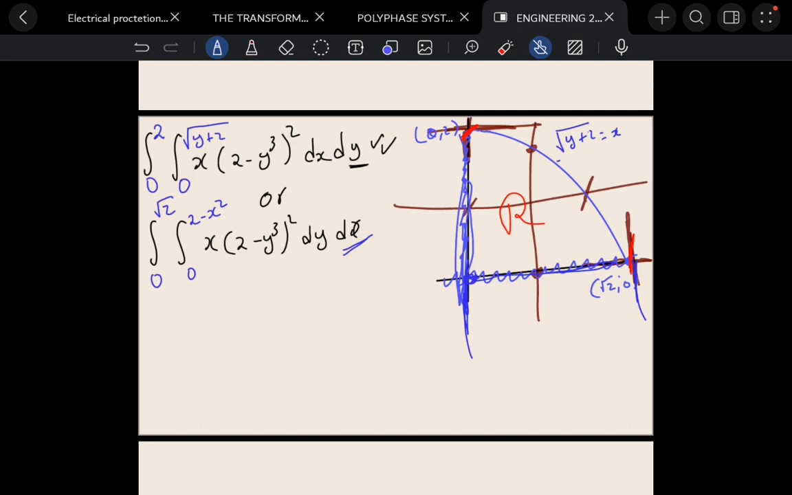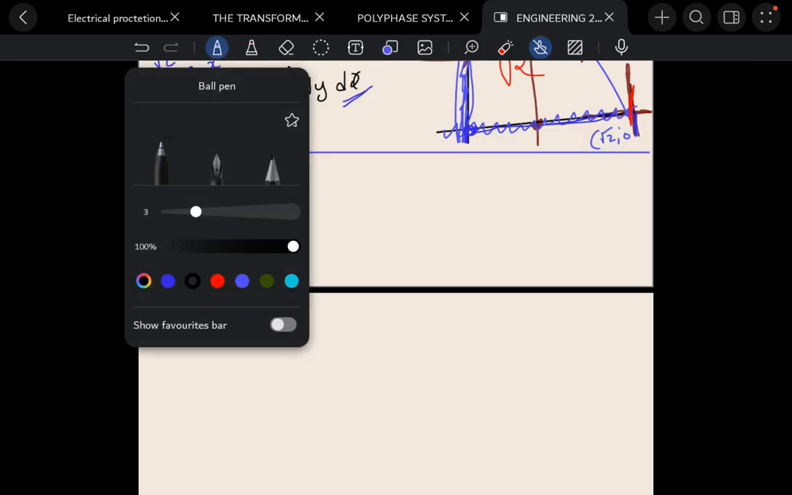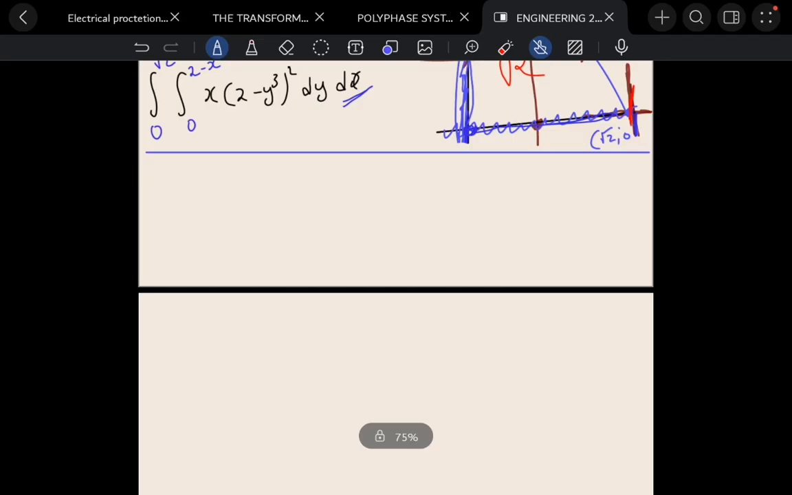Now, let us look at this one. I'm only going to do the setup for you. Not going to do the math for you. You are responsible for your math.